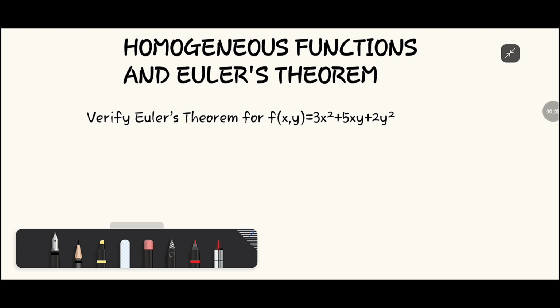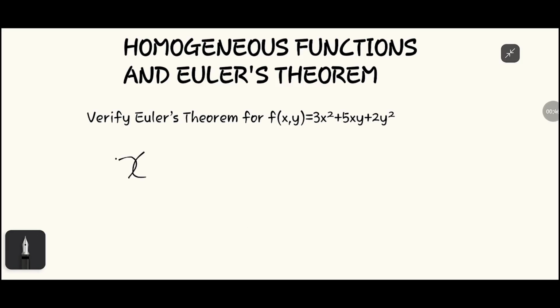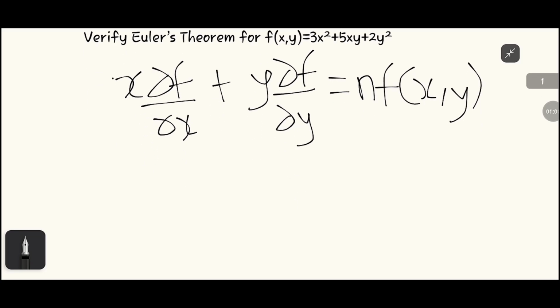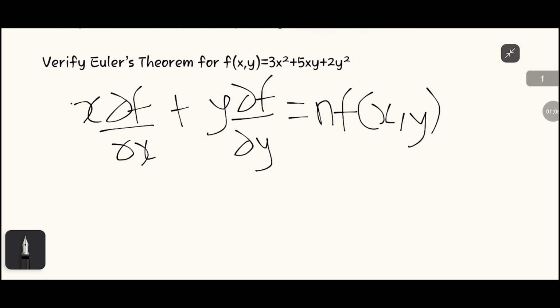It says verify Euler's theorem for the function f(x, y) = 3x² + 5xy + 2y². Now what is Euler's theorem? Euler's theorem is x ∂f/∂x + y ∂f/∂y is equal to n times the original function, where n is the degree of the function. So what we have to do now is to find the degree of the function.